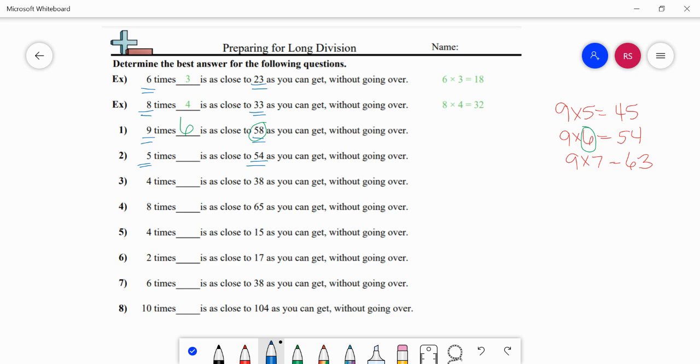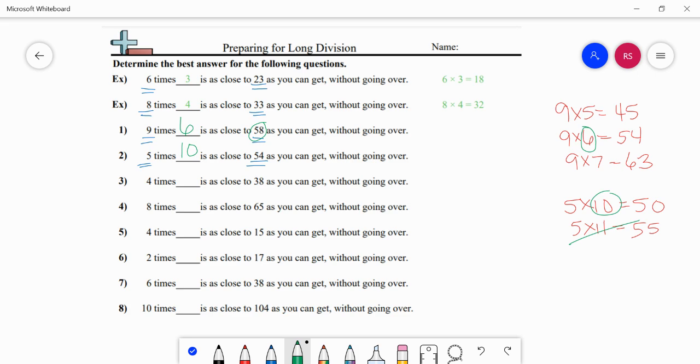We've got to go backwards one. 5 times 10 is equal to 50. That is as close as I can get to 54 without going over, because if I go to 5 times 11, that's 55, which is too much. So I am going to stick with 5 times 10. 5 times 10 is as close as I can get to 54 without going over.